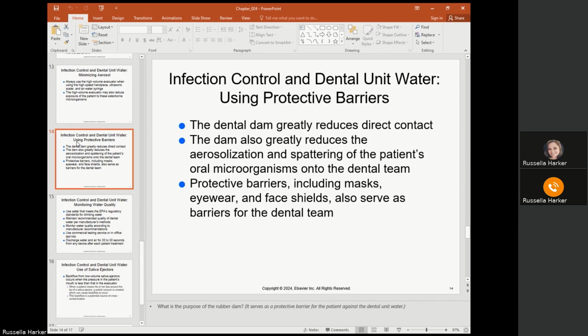Also, if your doctor uses a dental dam, that will greatly reduce the direct contact of the dental unit water lines and the microbes with the tooth that they are working on. It reduces the aerosolization and the spattering of the patient's microorganisms onto the dental dam. These protective barriers that we use, including masks, eyewear, and face shields, also serve as barriers for the dental team.